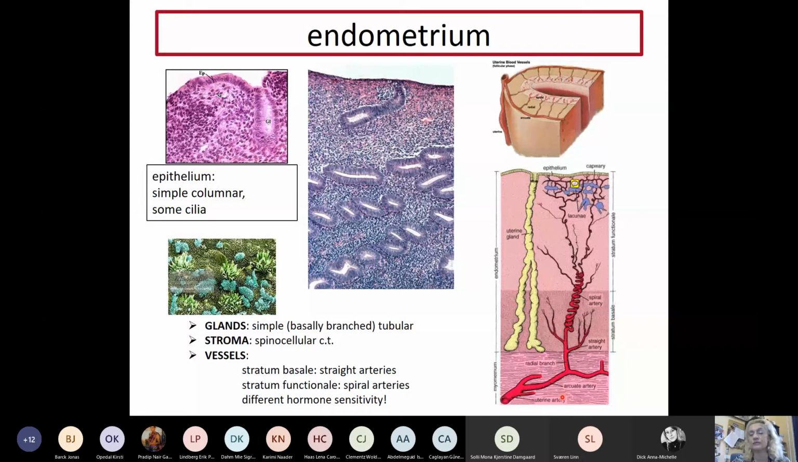The blood supply of the uterus is extremely good, and big blood vessels supply the wall from which these straight arteries grow out. Okay, straight arteries supply the basal layer, and then you can see these spirally growing arteries, which are called spiral arteries. These supply the functional layer, and they have different hormone sensitivity. So this explains why the upper layer will be shed off, because it reacts differently to the hormonal changes. So we always have to talk about these 3 things: glands, the stroma, and the vessels.